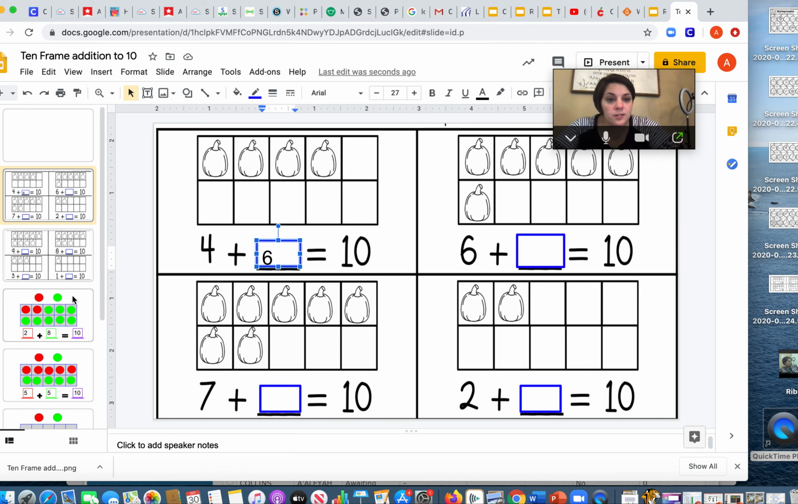And you're going to go through and fill out all of these first. Then you're going to go set up your 10 frames. Okay? So today we're just working on memorizing make 10 strategies. Okay? So 2 numbers that make 10. We have to work on this a lot.